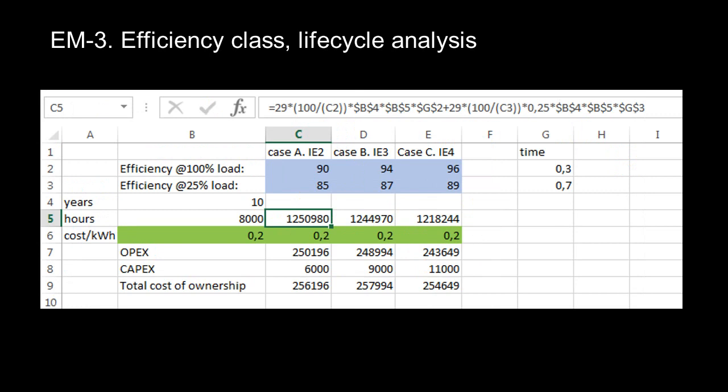Let's look into cell number C5. So there we find the expression for energy consumed by the pump with efficiency class IE2. You see the expression consists of 2 parts divided by a plus sign, so the 2 parts are added up. The first part is for the operation at rated load, and the second part is for operation at 25% load. So you see the factor of 0.25 there. The number 29 in front of each of the parts is the load of the pump. So you may have a different number in your calculations there. This is just there for example.